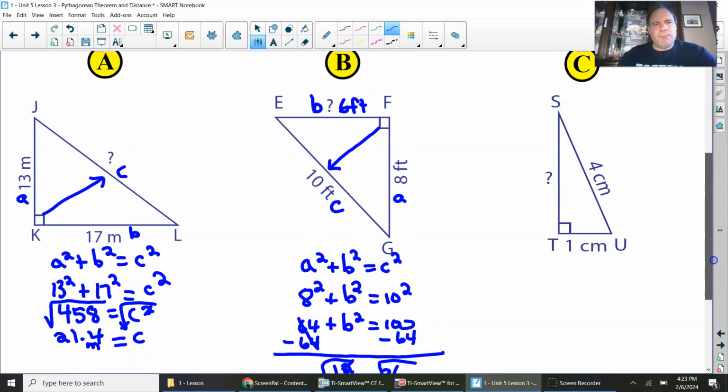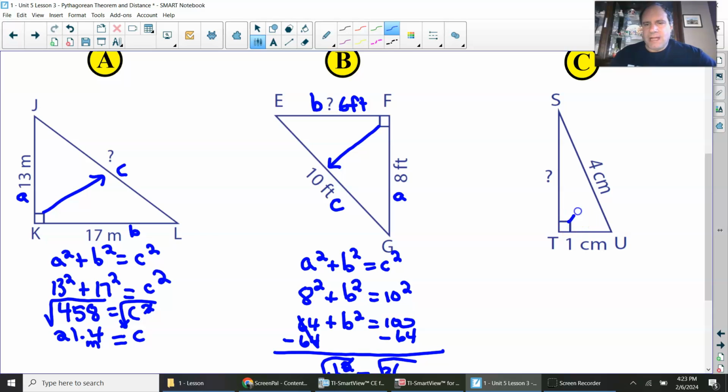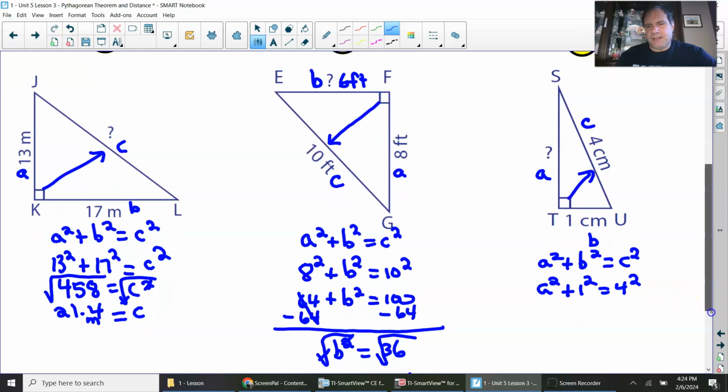All right, so one more, and let's go ahead and just draw that arrow. This is side C. You see how I label it immediately? This is side A, and this is side B. Once I have the labels in, then I could go ahead and put A squared plus B squared equals C squared. A squared remains A squared, because you're looking for that side. B squared is 1, and 4 squared is C.